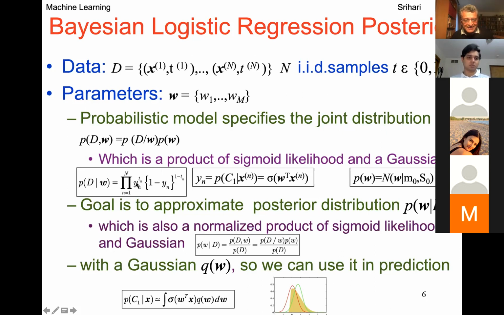So what are these yn here? yn is P of C1 given xn, the probability of class 1 for the nth sample. That is nothing but sigmoid of w transpose xn. So very cleverly constructed. If you have an input x, the nth sample, the probability of it belonging to class 1, however we define the 0, 1 classes, is given by the sigmoid of w transpose x. That's the probability that this model assigns.